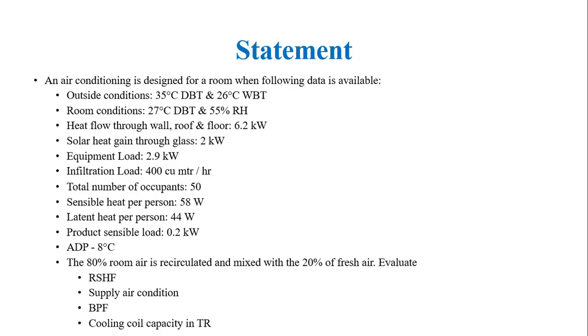So first we will find the room sensible heat. Fine, I will go on finding it step by step. Step 1: I'll find RSHF. To get the RSHF, we know that RSHF is equal to RSH upon RSH plus RLH. Okay, this is the formula. Now RSH, that is room sensible heat.